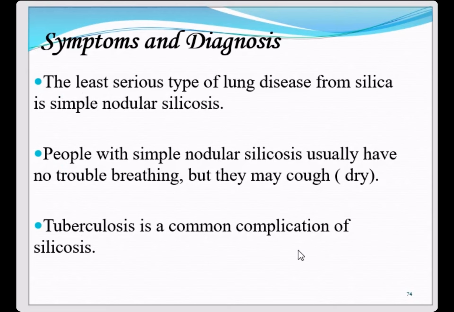People with simple nodular silicosis usually have no trouble breathing. So for this kind of patient with simple nodular silicosis, or not many big nodules, they don't have any breathing problem, but they may cough. Because the lungs tend to be not flexible, sometimes when they breathe they can't breathe normally, especially getting drier, so they may cough. Tuberculosis is a common complication of silicosis.